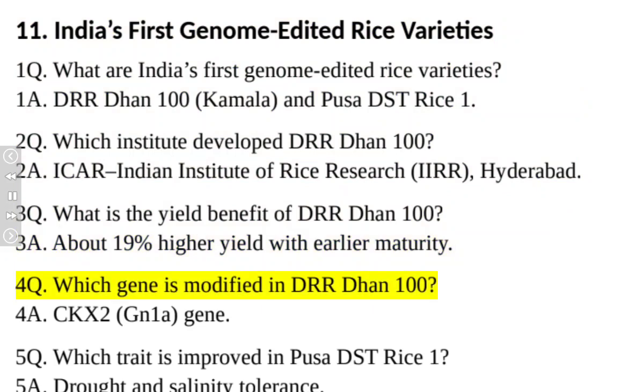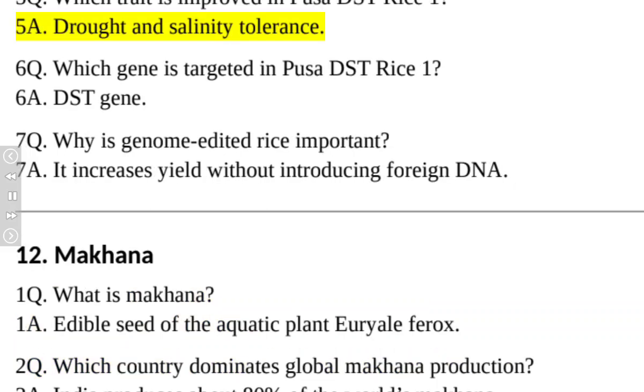4Q. Which gene is modified in DRR Dhan 100? 4A. CKX2, GN1A gene. 5Q. Which trait is improved in Pusa DST Rice 1? 5A. Drought and salinity tolerance.